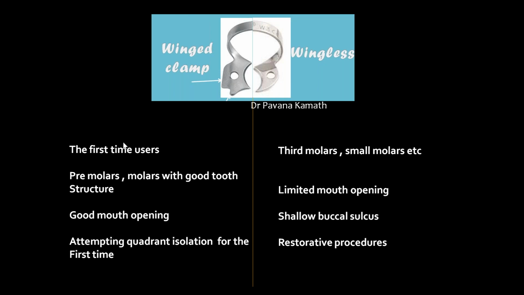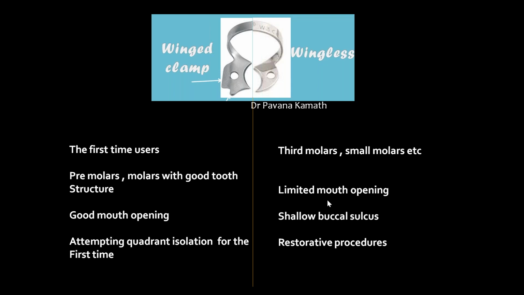Now, winged clamp is a great option for first-time users because it eliminates one or two steps in rubber dam isolation. It is good for premolars, molars with good tooth structure, and it is also excellent when you have good mouth opening. And whenever you're attempting quadrant isolation for the first time in your life, I think you should try using a winged clamp rather than a wingless clamp because it will cut down the number of variables you're dealing with. When do you use a wingless clamp?